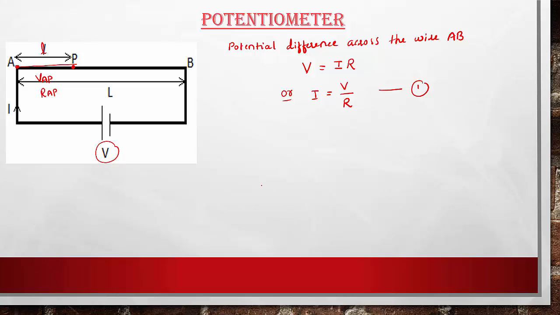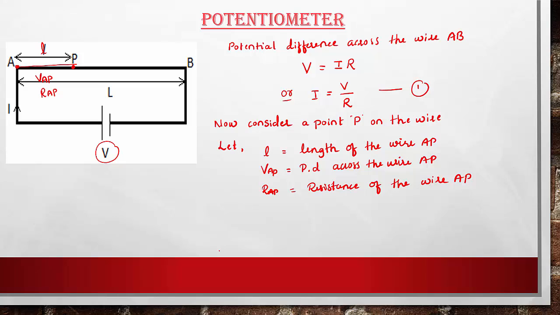Now let us consider a point P on the wire. Let small l indicate the length of the wire AP.